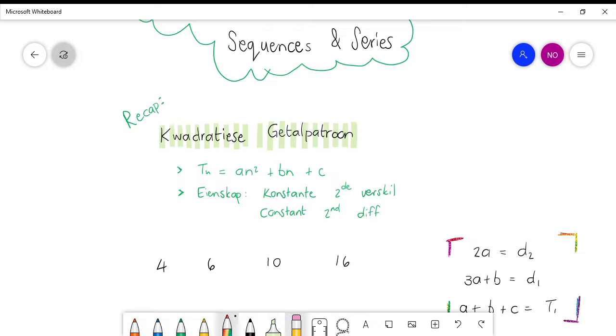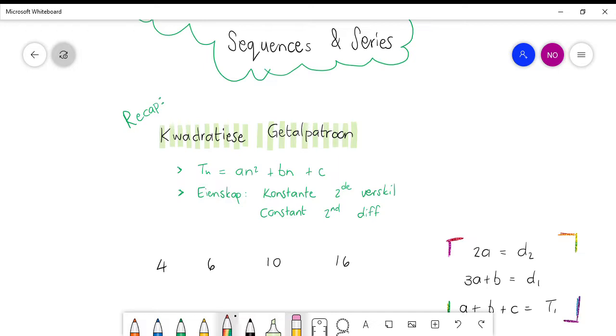So as jy hom dan benader as 'n parabool, is hy eintlik baie maklik om op te los, because you know how to calculate the turning point of a parabola. Okay. So it's important to understand that when we're working with sequences and series, some of them can be easily represented as a graph, and that can make your work easier for yourself. Okay, so dis die een ding.